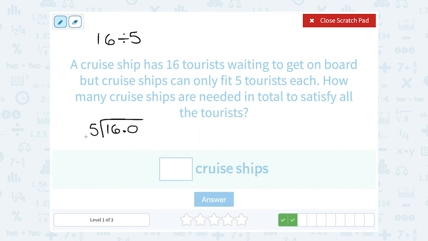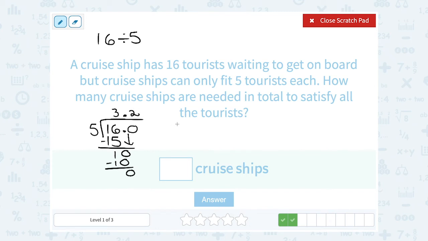Well, 5 goes into 16 a little more than 3 times, right? 3 times 5 would be 15. So that leaves me with the 1. And of course, I'm lining up my decimal here. 5 doesn't go into 1, so we're going to bring down that 0. 5 goes into 10 2 times, right? That's exactly 10. So now we have 0 left over, and we know that's our exact answer, 3.2.